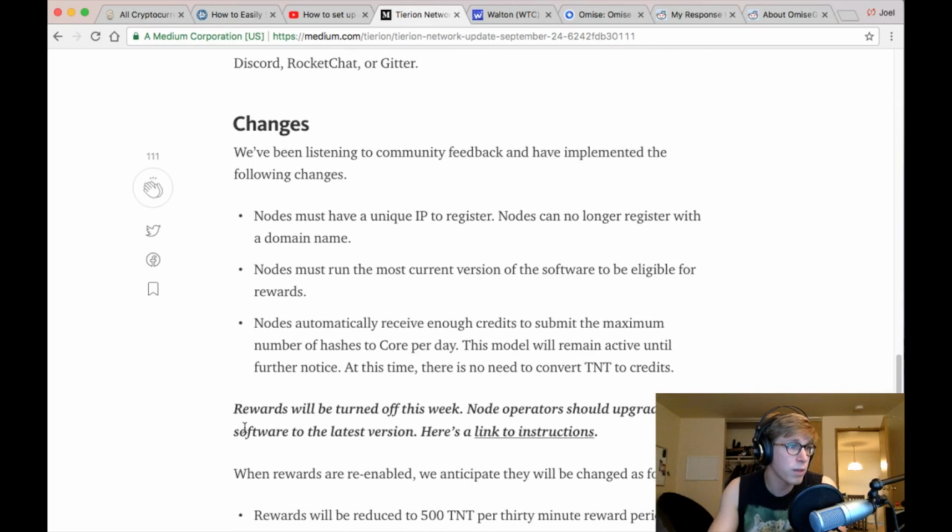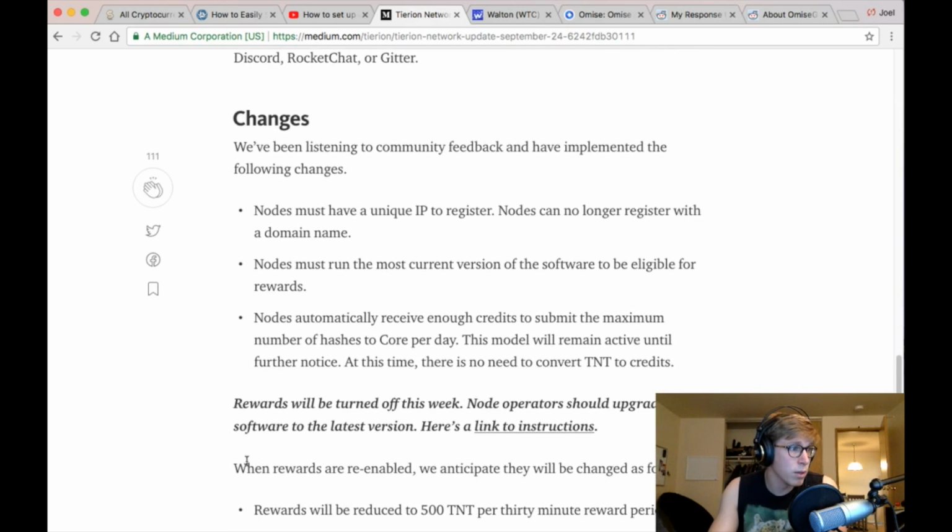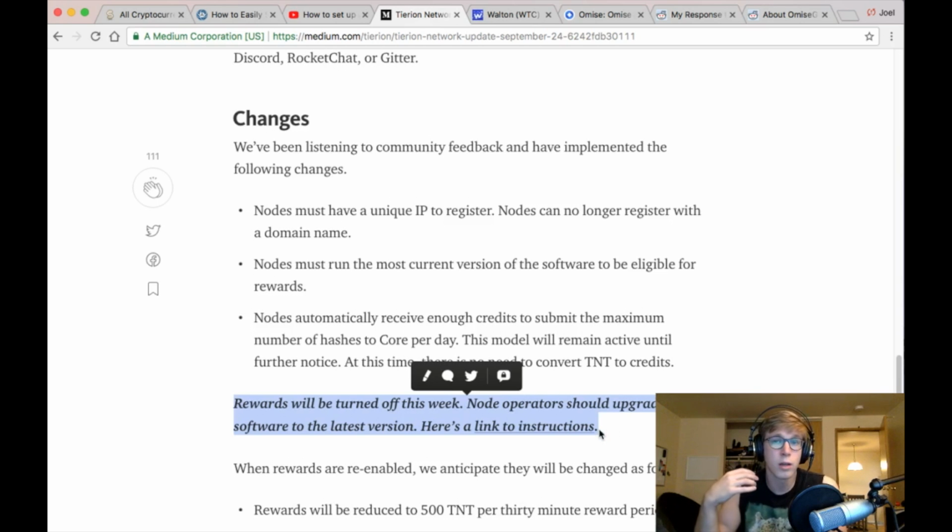Some other changes that they've made is that, like I said, they took down the rewards for this week. So you're not going to earn any rewards, and they're asking people to not only upgrade their nodes, but also take them down so that they can continue to work on the system.